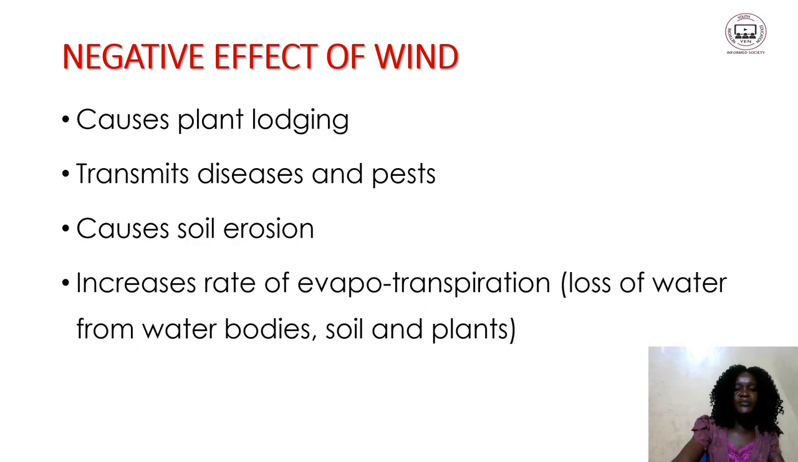Apart from that, it may also increase the rate of evapotranspiration. We're talking of loss of water from water bodies, soil, and plants, more especially having a negative impact on plants. If there is an increase in the rate of evapotranspiration, the plants will start to wilt. Even the water bodies, if they lose too much water, may dry up.